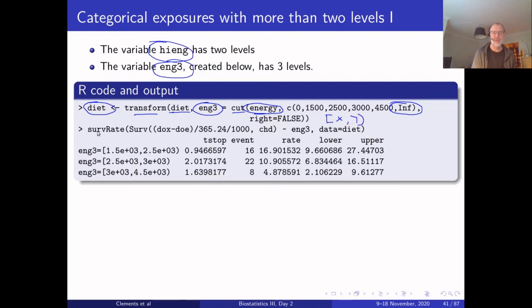And then we can look at the rates by these groups for the diet data, where we take the date of exit minus the date of entry per year per 1,000 person years with CHD as the outcome. Then we get the number of events in each of these energy groups, the person time, and the rates with 95% confidence intervals for the rates.